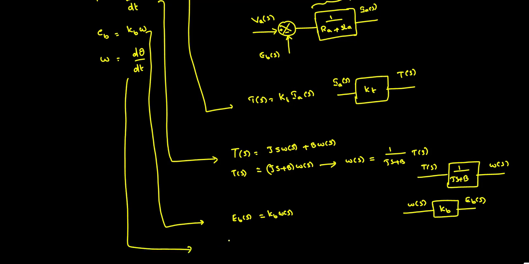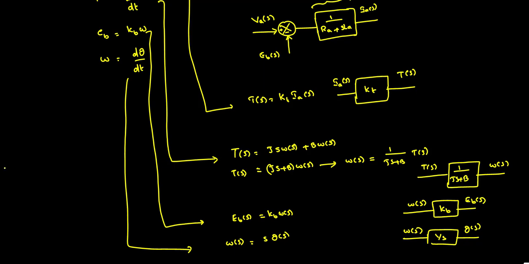So here, omega S is equal to S into theta of S. If you take theta of S as the output, and omega S as the input, theta of S is equal to 1 by S, right? So with omega S as the input, 1 by S, if you integrate, you will get theta of S.